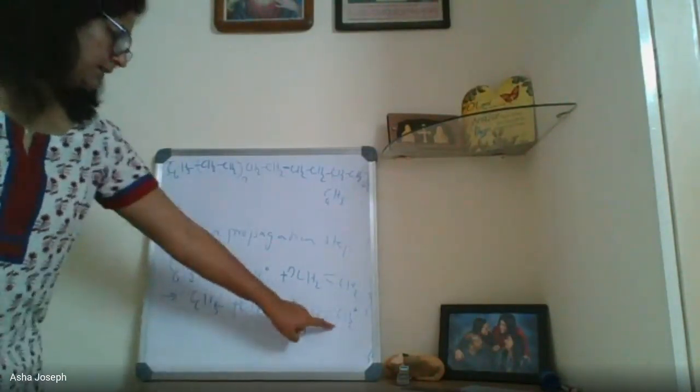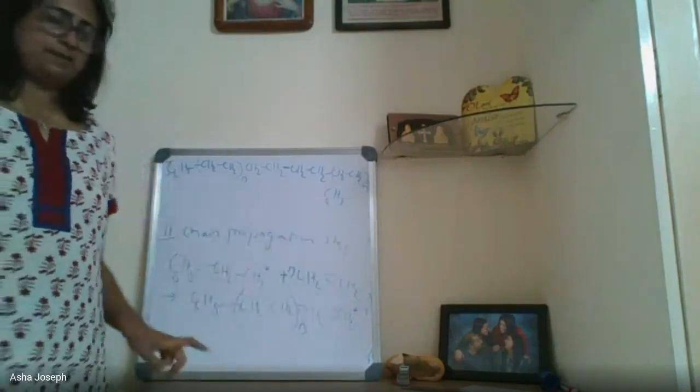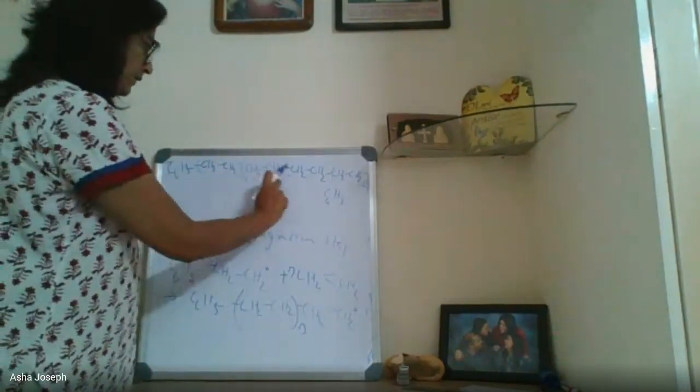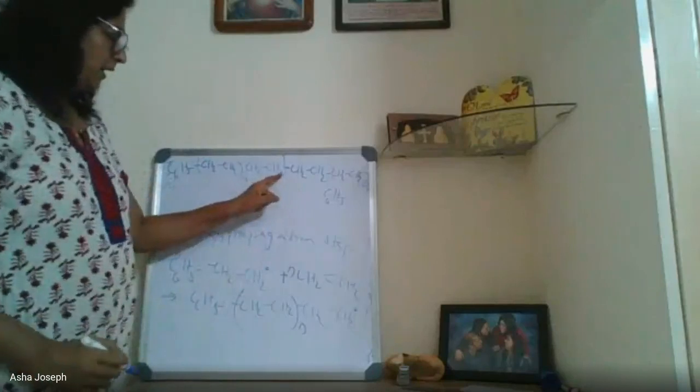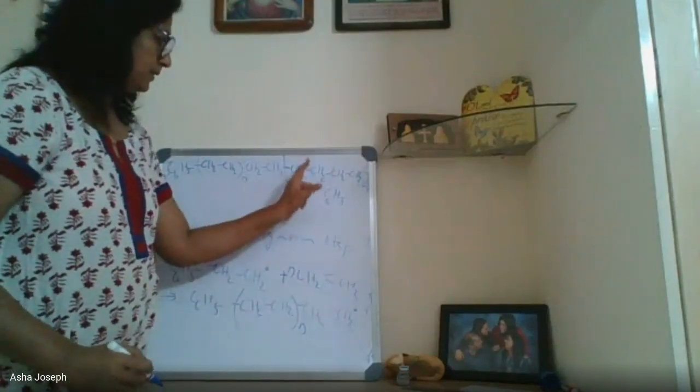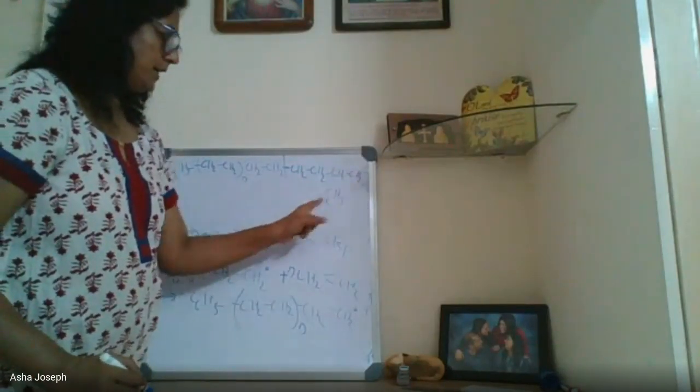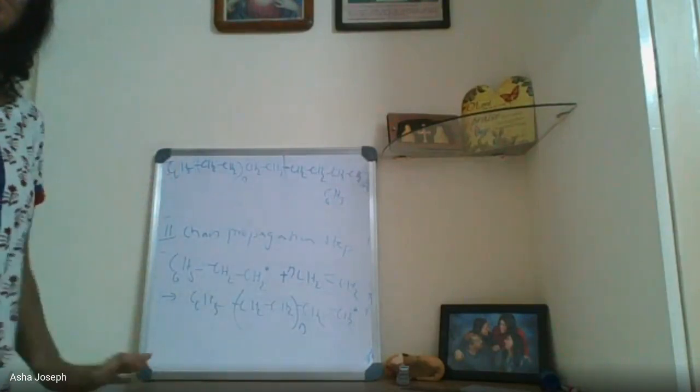Understood? This one will react with another of this. So I wrote here the first one, this much. First, and then the second one again, CH2, CH2, CH2, CH2, n times C6H5. Chain is terminated.